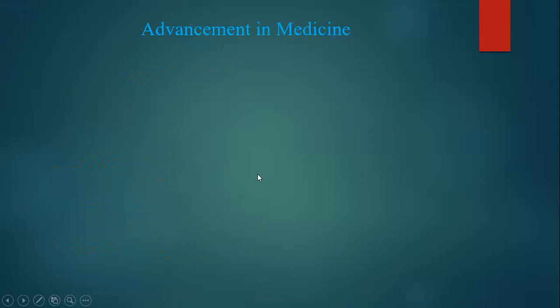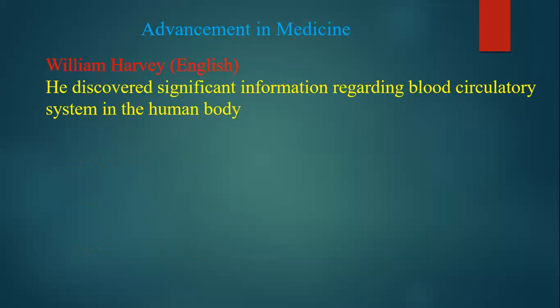Right. So then, advancement in medicine. William Harvey, what did he discover? He discovered significant information regarding the blood circulatory system in the human body. Before that, people were believing that all the organs inside the body were floating in a sea of blood. But he discovered that the blood is moving through arteries and veins, and there's a system like that.